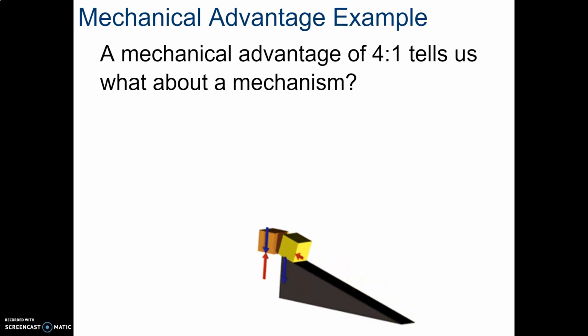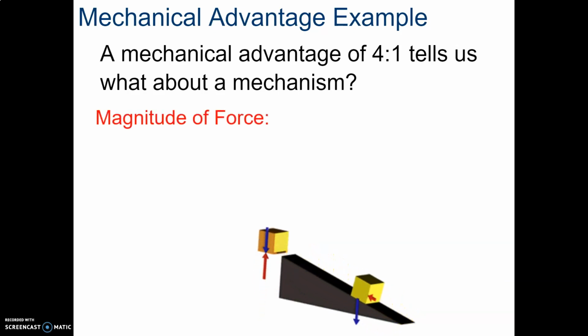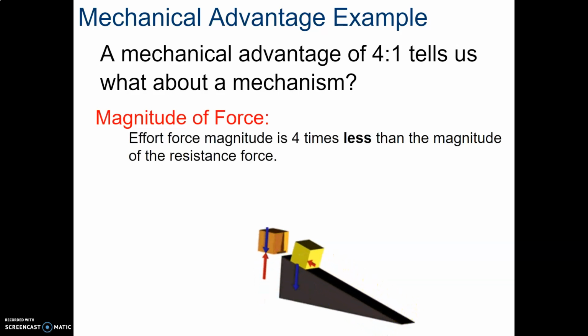Here's an example of a mechanical advantage of 4 to 1. What does that tell us about this mechanism? So we have a ramp, or excuse me, an inclined plane as our simple machine here. If you take a quick look at the boxes, you'll notice that they both have blue arrows. They both have red arrows, but one of those red arrows is significantly smaller than the other. We talked about magnitude of force in the slide before this. The effort force is 4 times less than the resistance force in this application. So you'll see that's why that red arrow is significantly smaller.